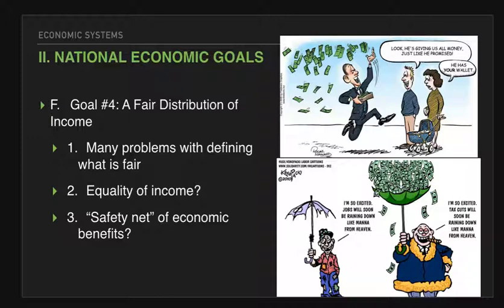What about safety nets? First of all, we need to know, what is a safety net when we're talking about economy? What's the purpose of a safety net in life? What does it do? It catches you if you fall.